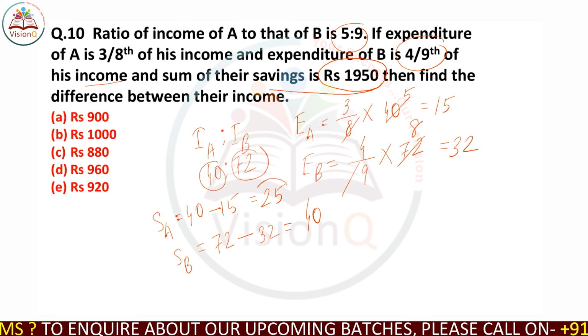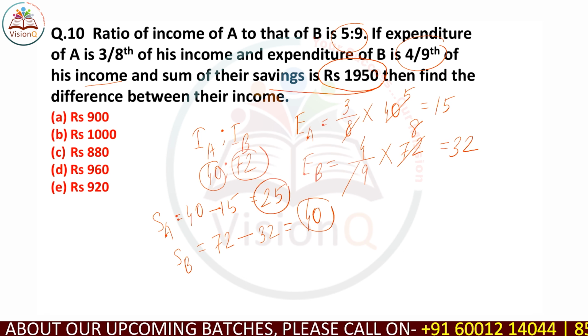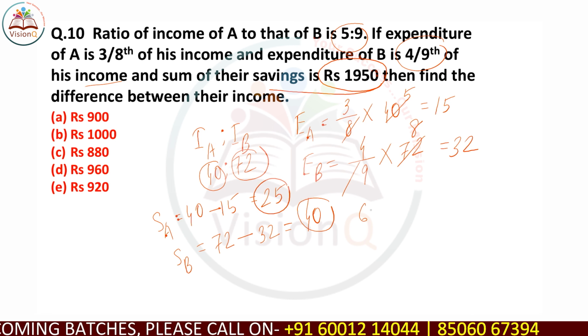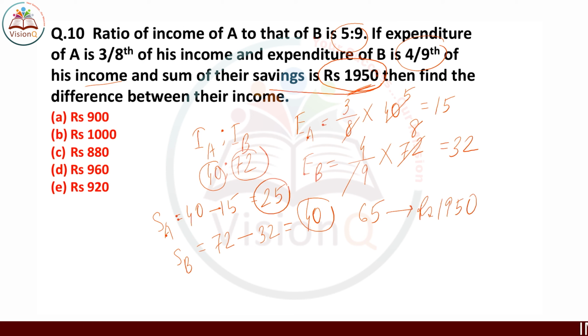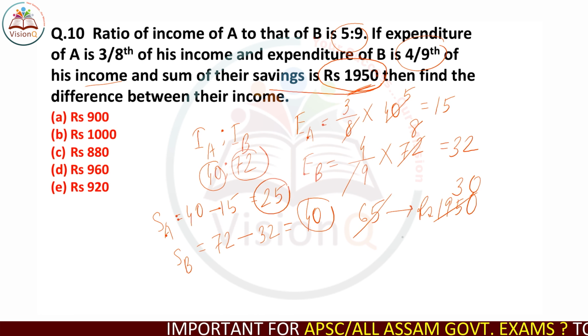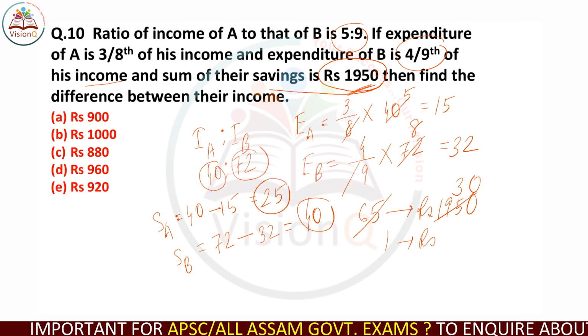Now total savings as per ratio will be how much? 25 plus 40 is 65. But in the question it is given to be 1950. So 65 will represent rupees 1950. So 1 will be 30, because 65 into 30 is 1950. So 1 represents rupees 30.